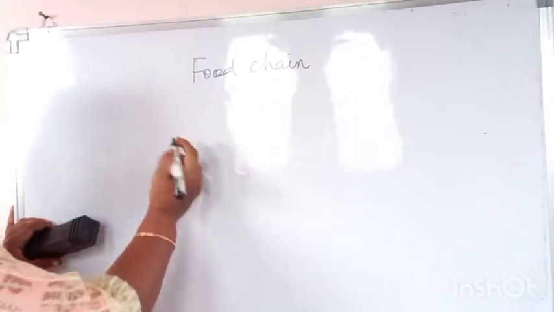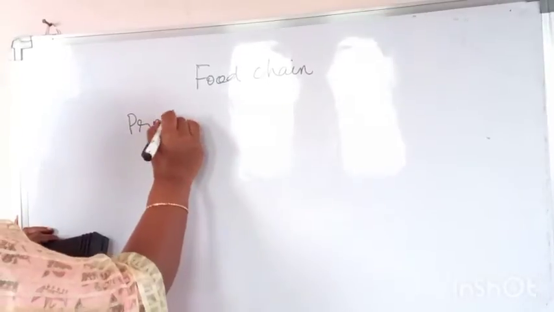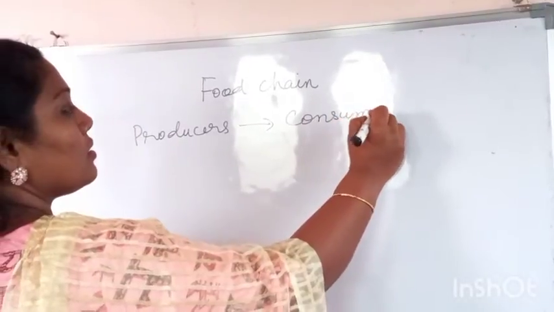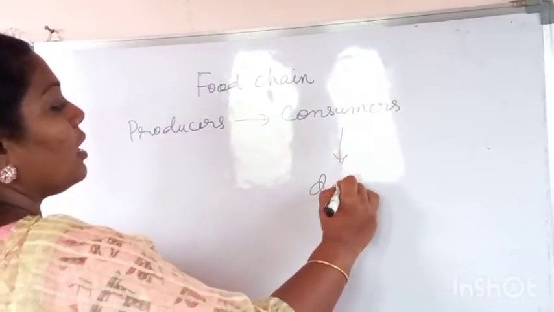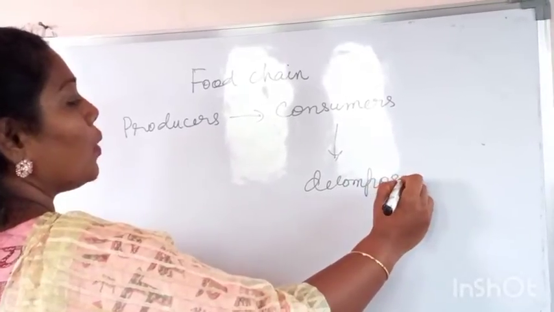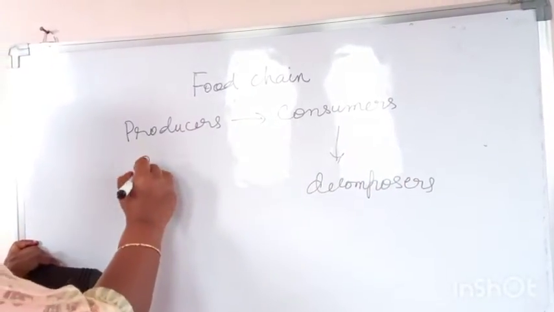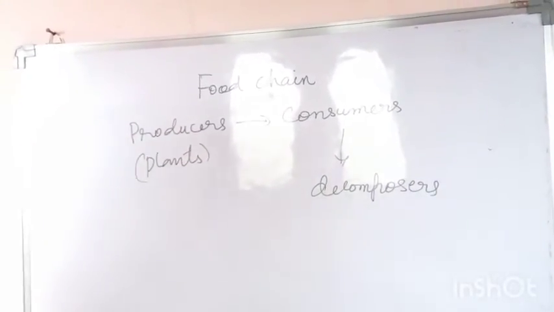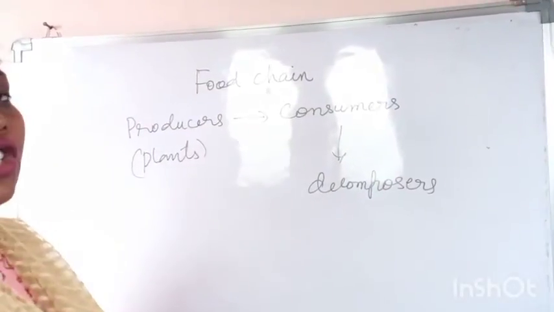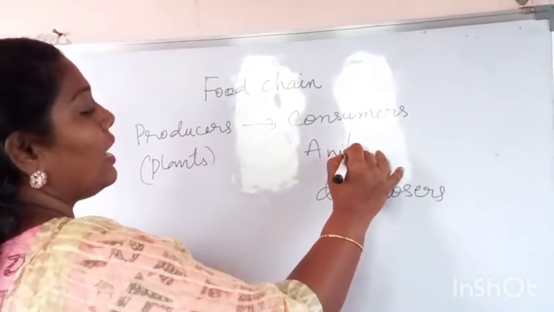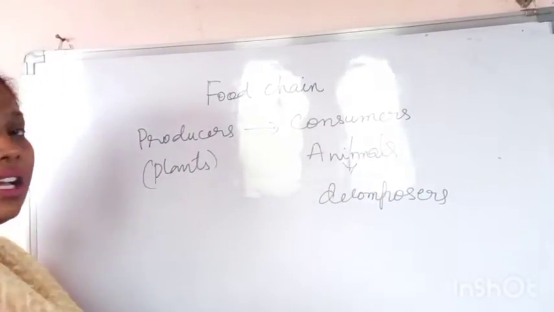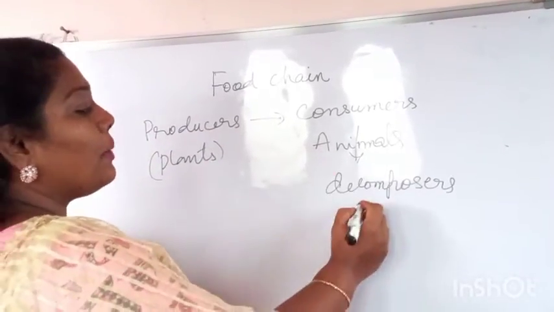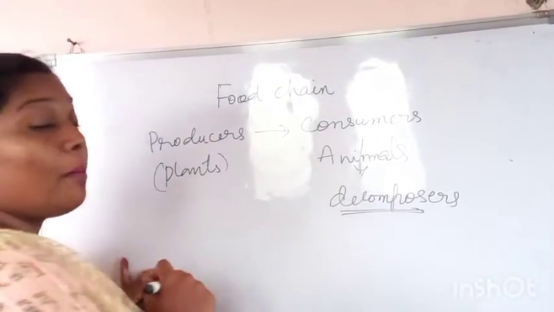In the food chain, we see producers. Next come the consumers. And next come the decomposers. Okay. So what are the producers? Producers are always the plants. What are the consumers? The animals come under the consumers. And once these plants and animals are dead, they are decomposed by the decomposers.